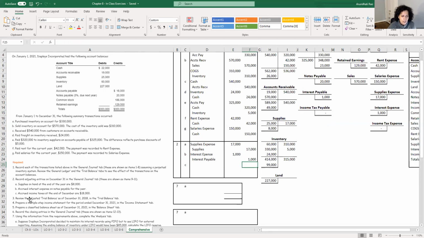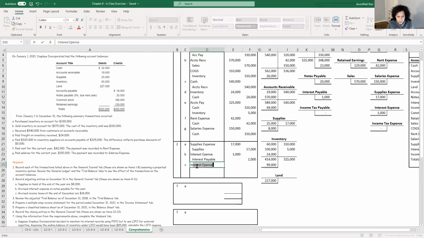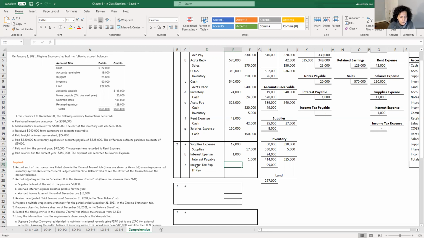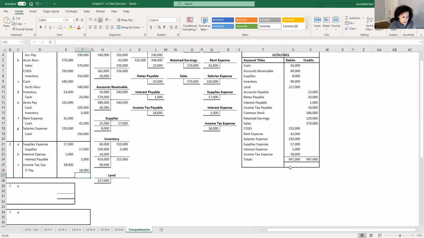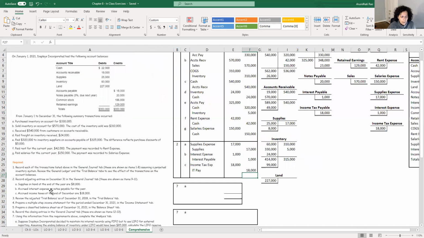And then finally, we have accrued income tax at the end of December at 18,000. So my journal entry is going to be income tax expense debit, income tax payable credit, and we've been given the amount, and that amount is $18,000. Okay. So once again, all of these got posted into the T accounts, and now you see your updated total is $947,000.